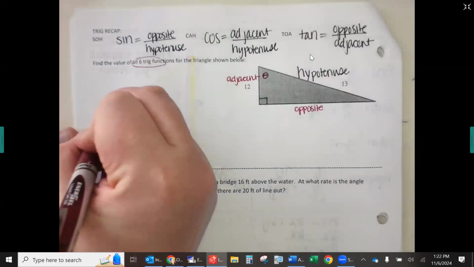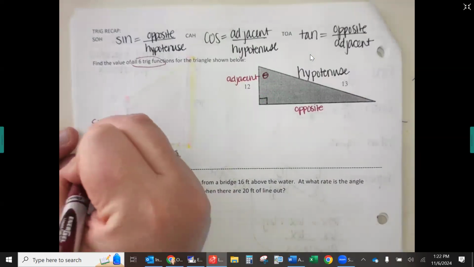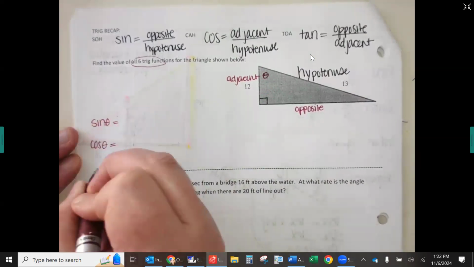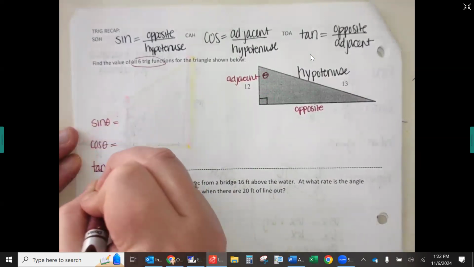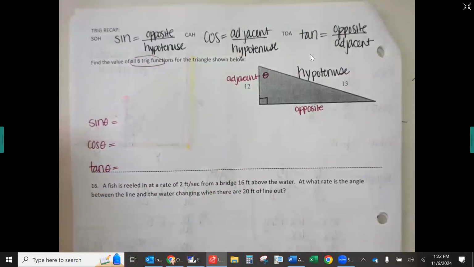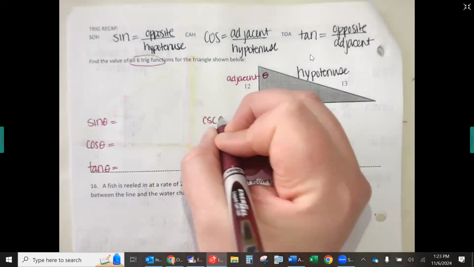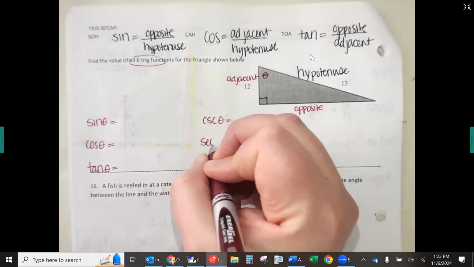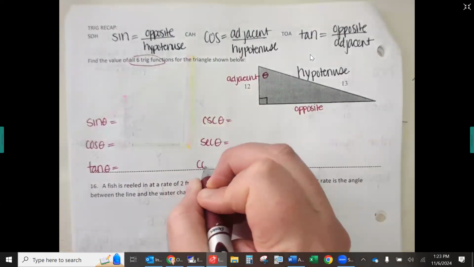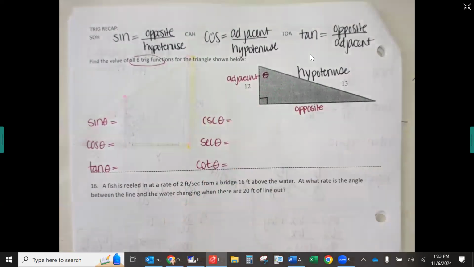So sine theta equals, cosine theta equals, tan theta equals. Your remaining 3 trig functions are the reciprocal identities. So cosecant theta, secant theta, and cotangent theta.